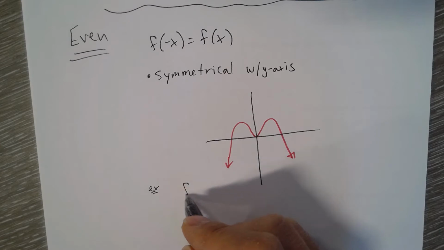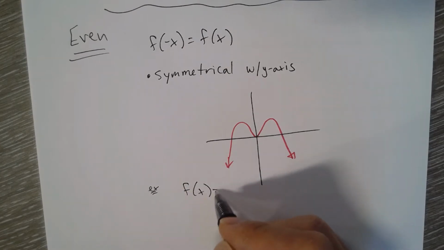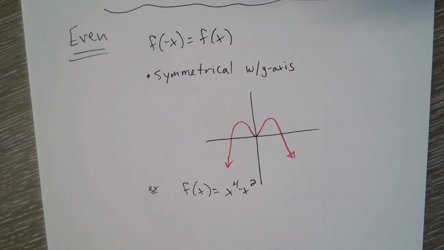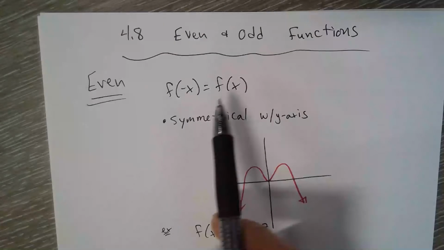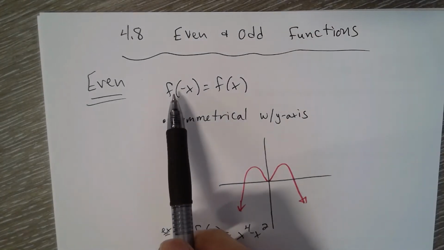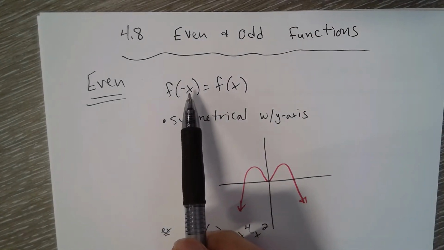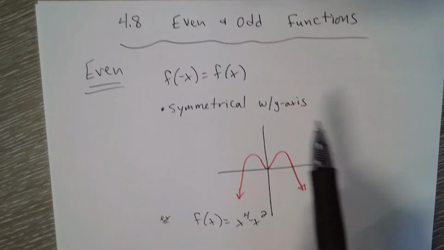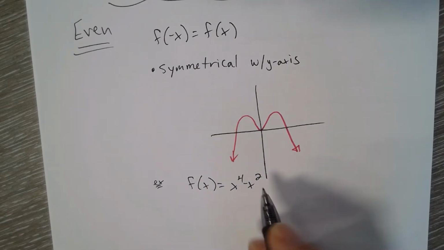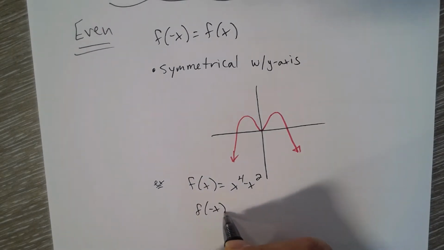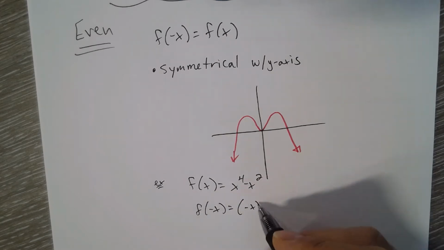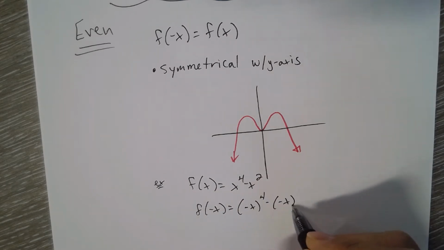So an example, if I have f of x equals x to the fourth minus x squared, let's see if it's even by finding what f of negative x is, and if it ends up being the original one, then we know that it's an even function. So that's what f of x is. Let's find out what f of negative x is. We're going to plug negative x in, put negative x there and there, so x to the fourth minus negative x squared.